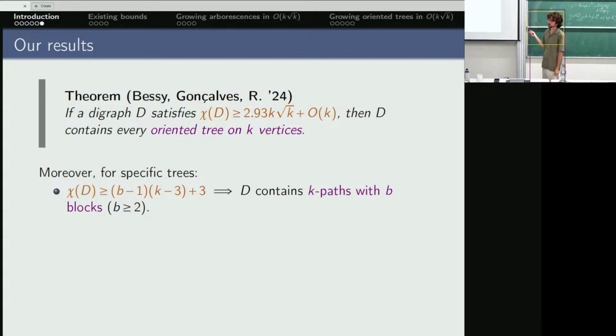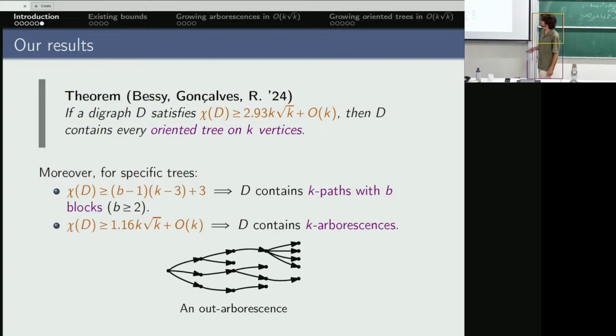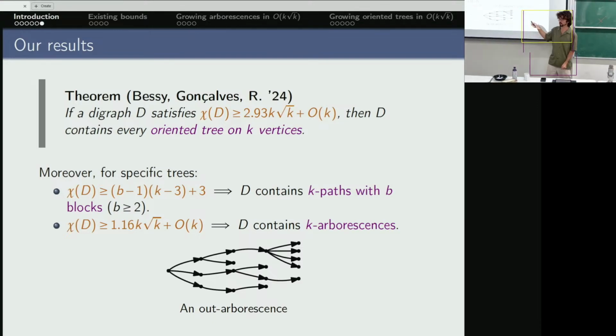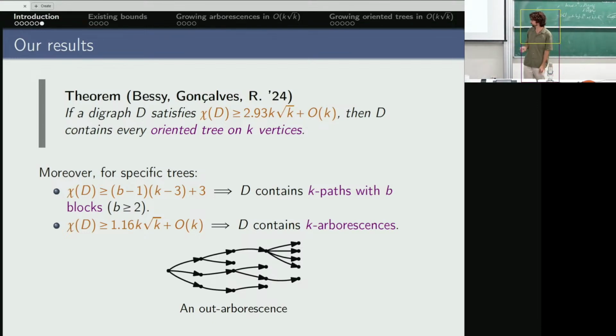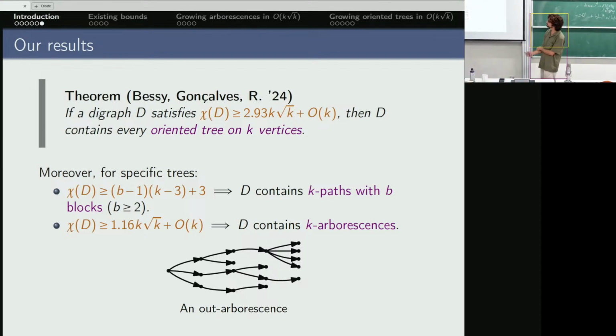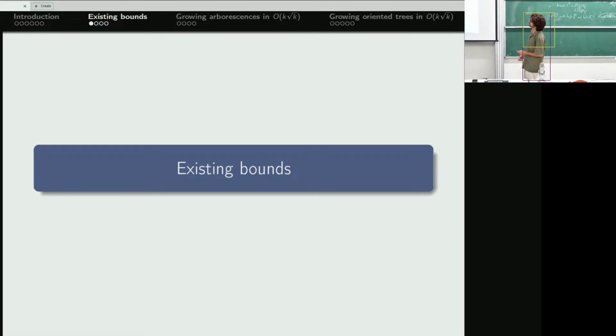And for specific trees, so for paths with B blocks, we have a B times k bound, a bit better. And for arborescences, we have an improved constant. It's still k square root of k. An arborescence is this kind of graph where you have one root, which is the source, and then everything goes out from that root towards the leaves. So this is a bit of an easier case for this type of problem. So I'll talk a bit about existing bounds.